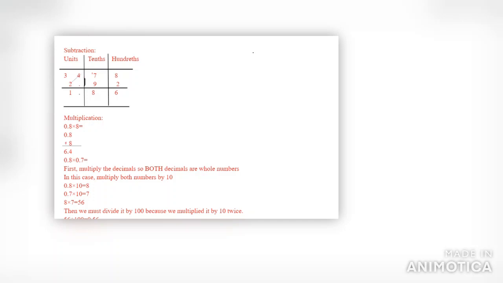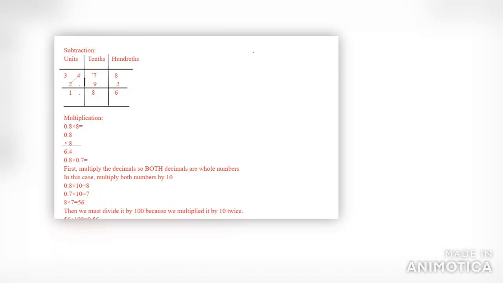Now, in multiplication, if we did 0.8 times 8, that would be like, if we did 8 times 8, 64, carry 6, don't forget the decimal place in the middle, then 8 times 0 equals 0, and add 6 to that, so that's 6.4.